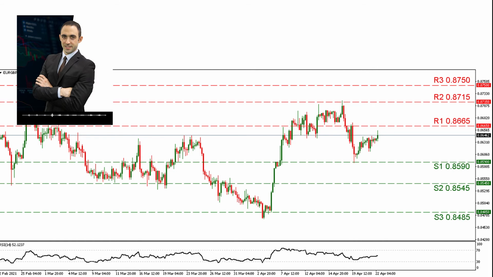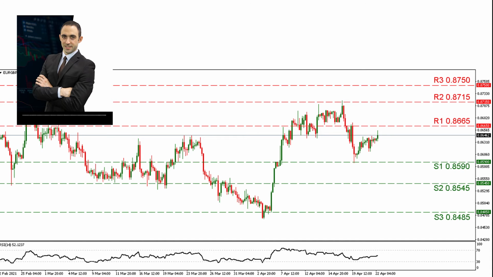Other levels we have in mind if the sellers are to dominate the scene are the S2 0.8545 support level and the S3 0.8485 barrier, which was tested various times from the 5th to the 6th of April but did not break. Upwards, a level we have not mentioned is the R3 0.8750 line that has not been tested since February and could become a target if the buying momentum is extended in the next days.